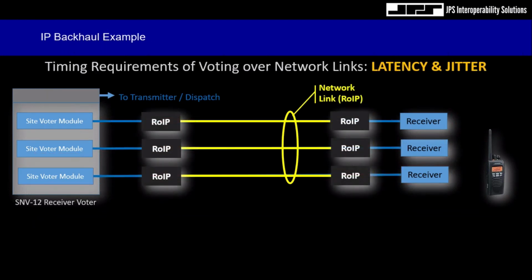So now let's take a look at our original single channel 3-site system, and let's replace the 3 lease line links with 3 digital links. And we can simply use peer-to-peer NXU2A modules, for instance, to convert the analog receive audio to JPS RoIP data. So we're converting analog audio into RoIP, which is then delivered to a peer NXU2A at the voter. Then we recover the analog audio, which is then presented to the associated site voter module.